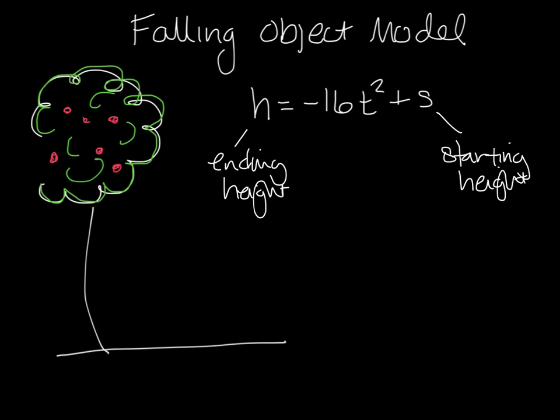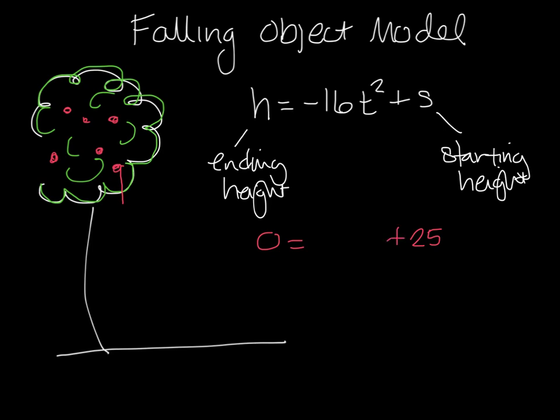So if we're looking here, let's say we have an apple up in this apple tree, and all of a sudden it breaks loose and it falls to the ground. The question is, how long does it take for it to hit the ground? Now let's say it was 25 feet off the ground. That means the starting height is 25 feet, and I'm wondering when it is going to hit the ground, so my ending height is 0 feet.